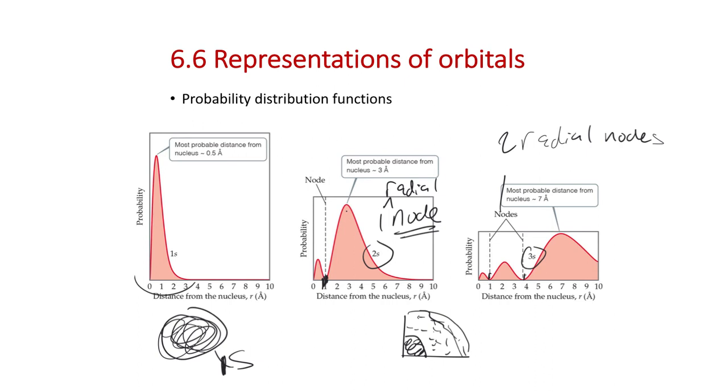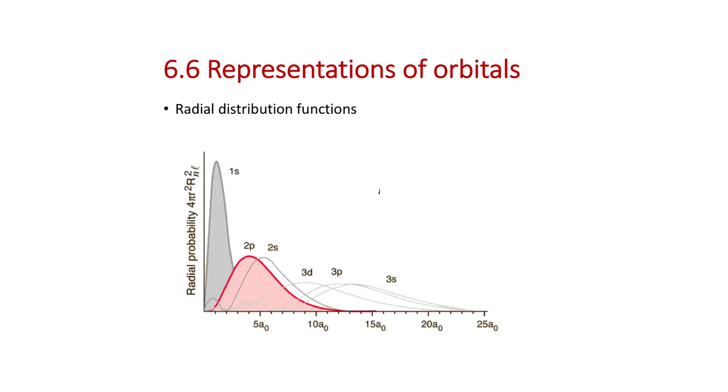And then the 3s orbital would have 2 radial nodes. One of the questions coming up is, how many nodes would a 5s orbital have? And it would be 4, because n equals 1 has 0. But we'll pick up with that question in a minute.